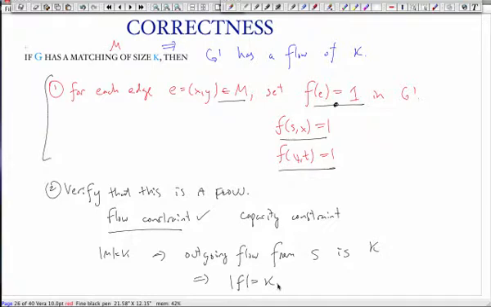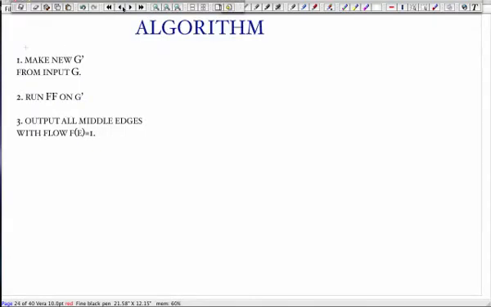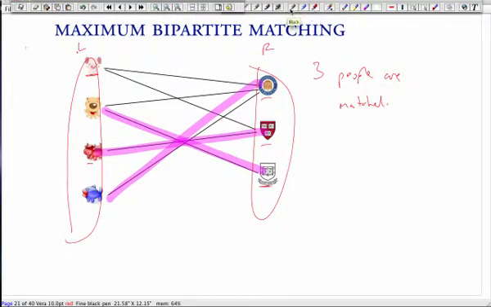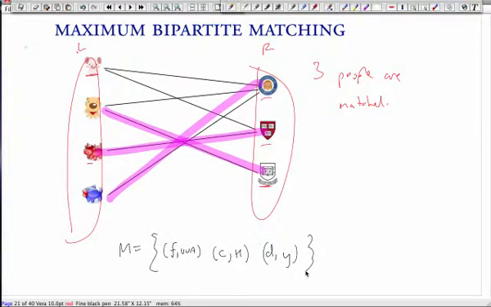Can you show on that picture what M represents? What M represents? Yeah. So how about, instead of on this example, here M is going to be the set which is fish and UVA, cow and Harvard, and dog and Yale. So that's the set M.